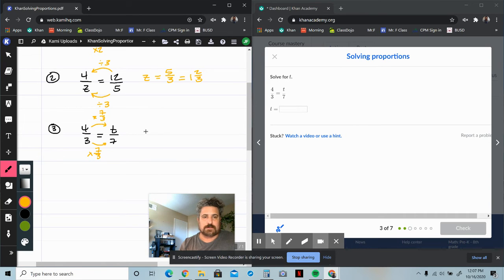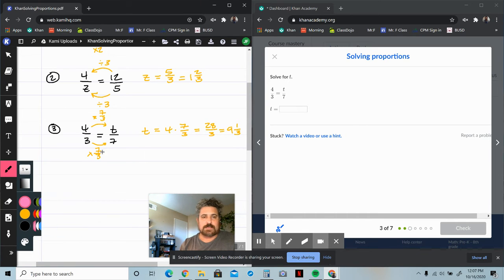And you get the answer that t is equivalent to 4 times 7/3, which is, of course, 28 over 3. And how many times does 3 go into 28? 3 goes into 28 9 times with 1 left over, so 9 1/3. You could do it that way.